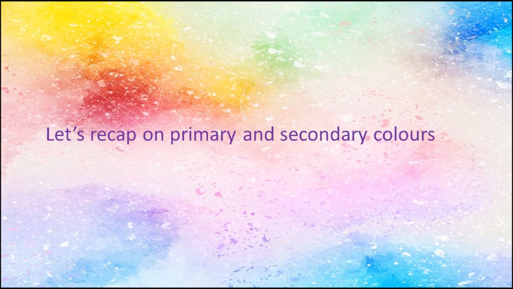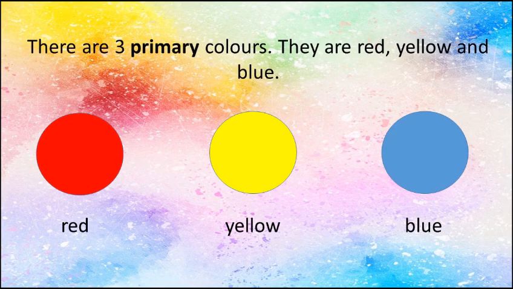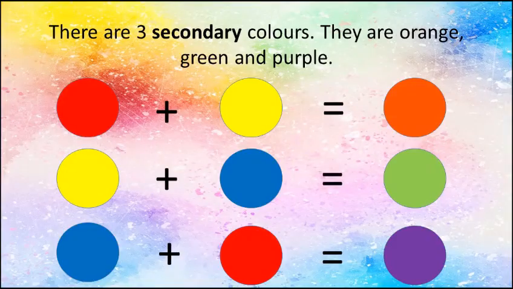So now, let's recap on primary colours. The three primary colours are red, yellow and blue. These are very special because they cannot be made by mixing other colours together. There are three secondary colours, and these are orange, green and purple. To make orange, you mix red and yellow. To make green, you mix yellow and blue. And to make purple, you mix blue and red.